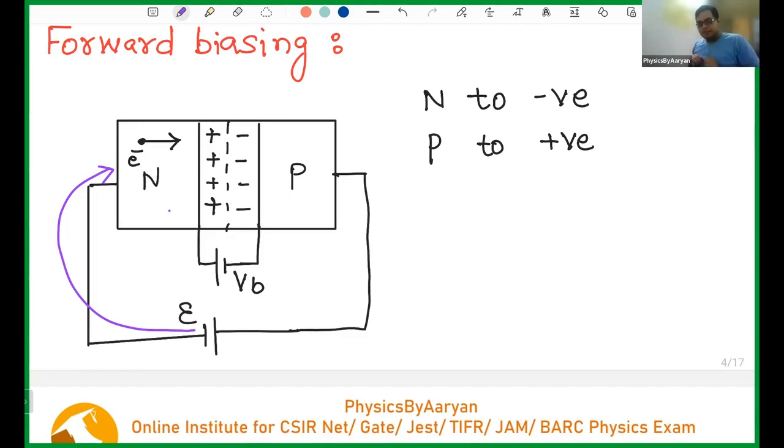As a result, what will happen? All these charges will get squished. These electrons will start moving in this direction if the effect of my battery is more than the effect of the depletion layer. Let's say the depletion layer voltage is 0.7 volt and I am applying a battery of 2 volt. It means I have enough voltage, so my electrons will pass through the depletion layer and move to the other side. I will start having current in the circuit.